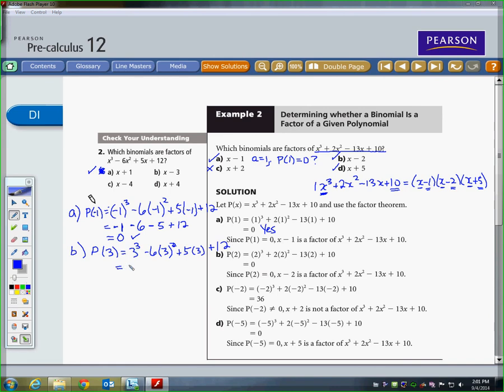So 3 cubed is 27 minus 6 times 9, which is 54, plus 15 plus 12. 27 plus 15 plus 12, 20, 30, 40, 54. Yeah, I think it works out to 0, doesn't it? So that's also equal to 0. So this is also a factor. Okay, I'm going to get you guys to finish C and D, and I'm just going to stop the recording now.